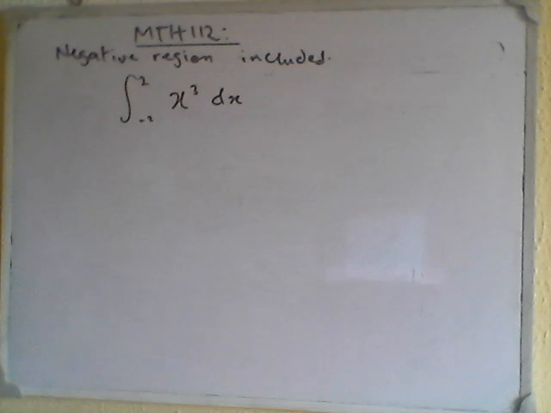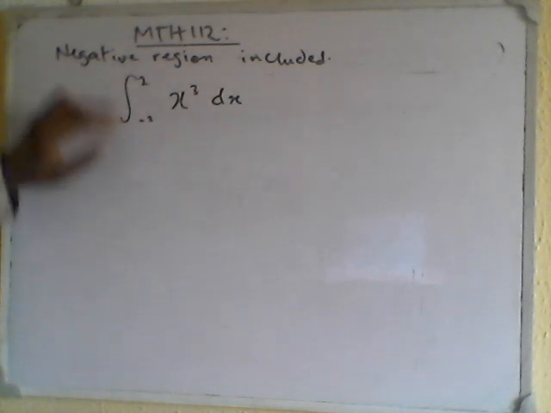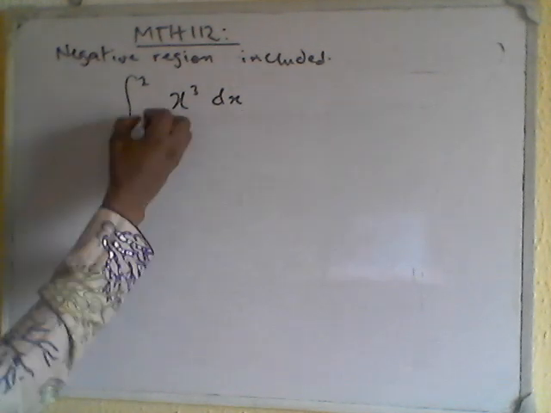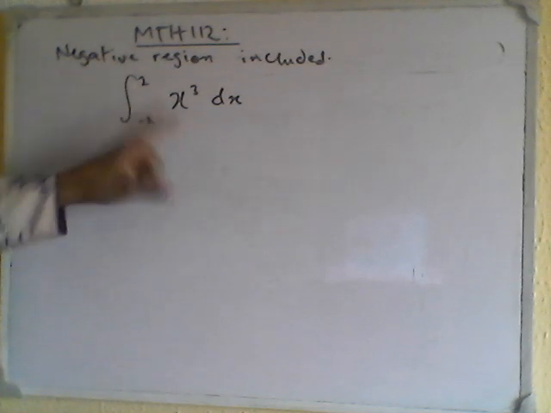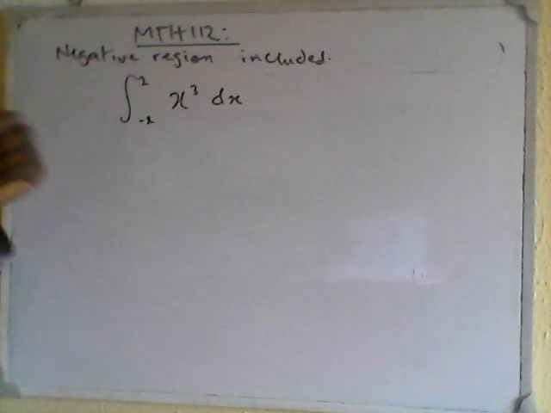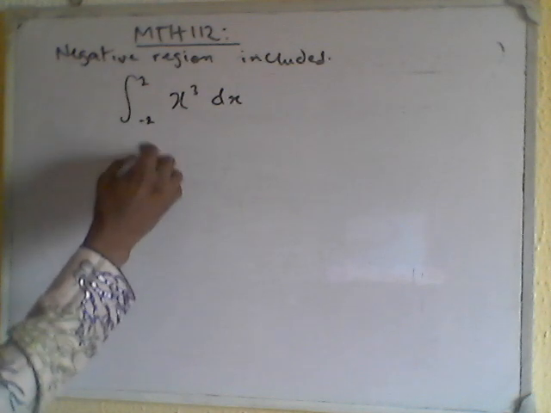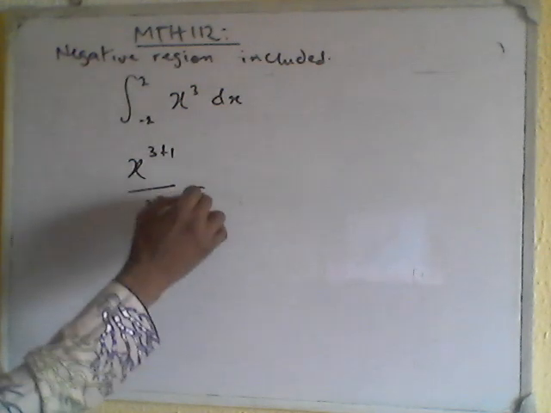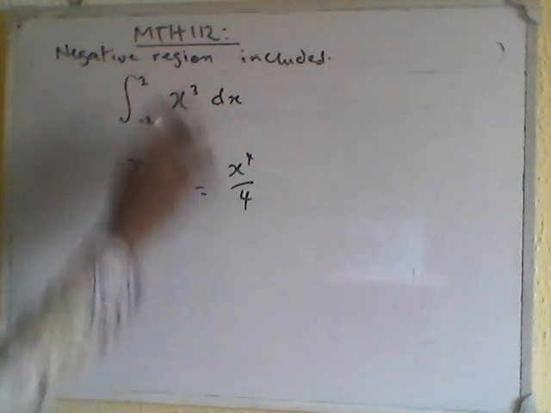Okay, now I will look at a case where you have a negative region included. So one of the limits of the area bounded is a negative value. That's minus 2 here in the lower limit. Okay, and we're asked to integrate this, just integrate to find a definite integral. So the first thing we do is to integrate this function. You know that it is x raised to the power 3 plus 1 all over 3 plus 1. This will give us x raised to the power 4 over 4. This is the integral of this, right?